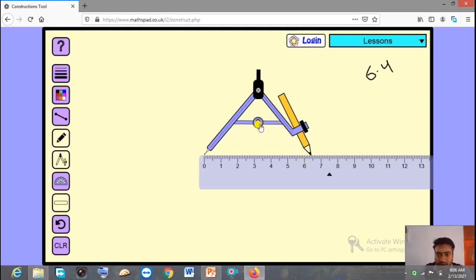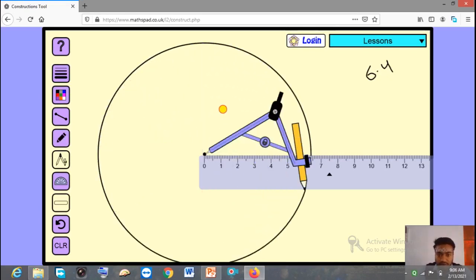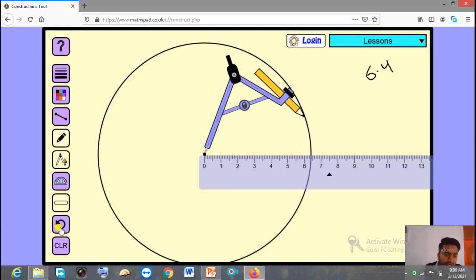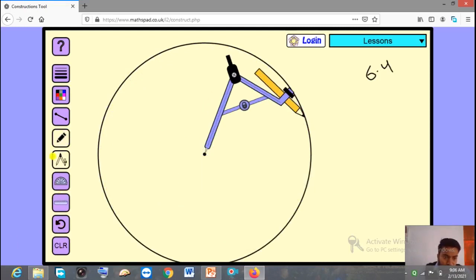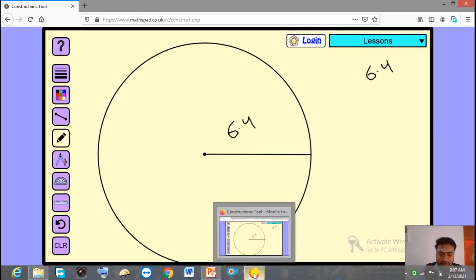Now we have to draw the circle. Hold this one and move around. Now you can see, this is the circle of radius 6.4. So this is how we can find the radius and draw the circle. Understood? Clear to you?